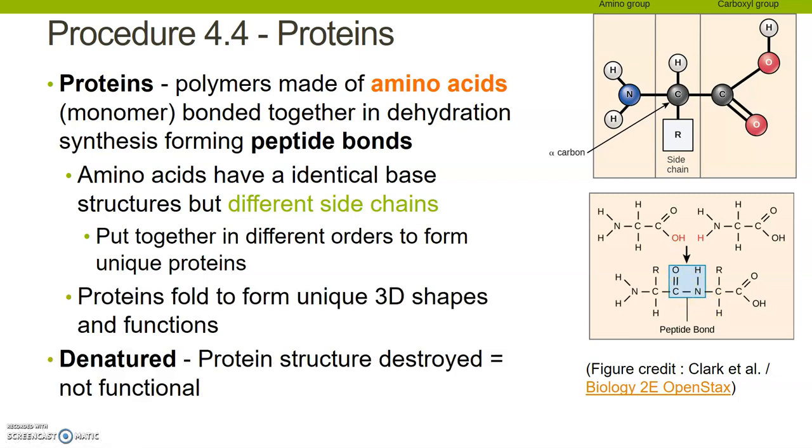So if we mess with that structure, which is something that can happen, and again, you'll play with this a little bit more in Lab 5 when we talk about enzymes, because enzymes are a type of protein. Proteins can be basically taken apart by denaturing these bonds. So protein structures can be denatured and then become non-functional.